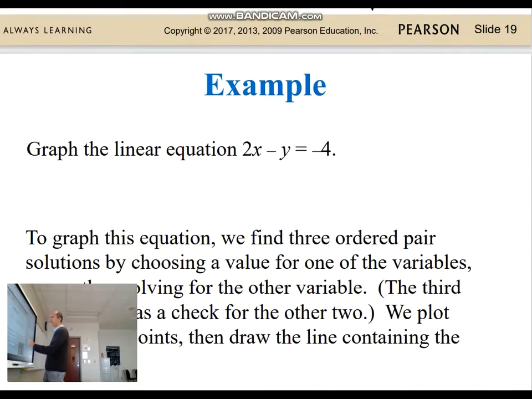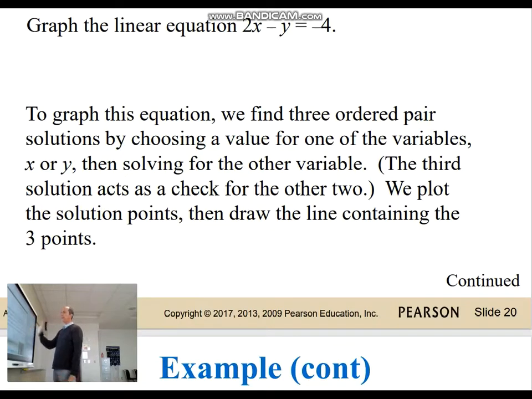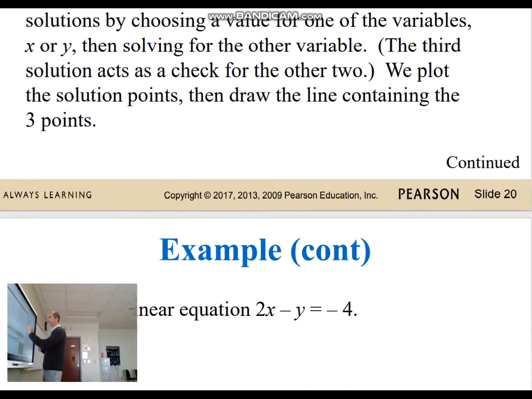Okay, let's move on and work on another example. Graph the linear equation 2x minus y equals negative 4. Just remember, to graph the linear equation, we find 3 ordered pairs by choosing a value for one of the variables, and then we solve for the other variable. Usually we just need 2 points to find a line, but the third point will act as a check. We plot the solution points, then draw the line containing the 3 points.